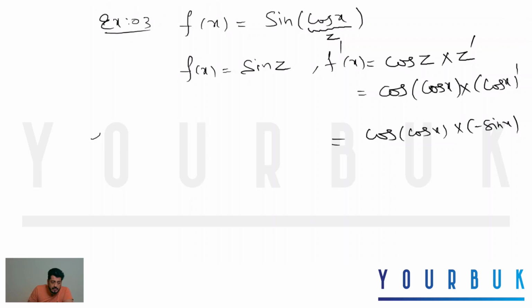Now let us see one more example. This is my example number 4. He says if f(x) is equal to under the root sin x plus cos x, find f dash x.